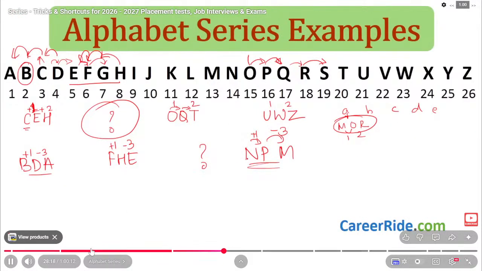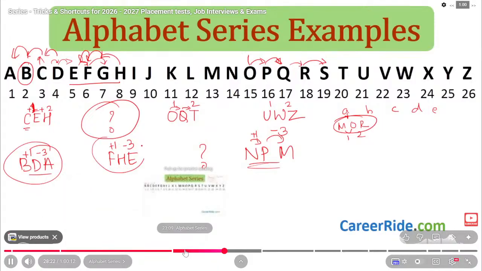We have FHE, we have NPM. There must be some relation between this group and this group. Let us find out what the relation is.